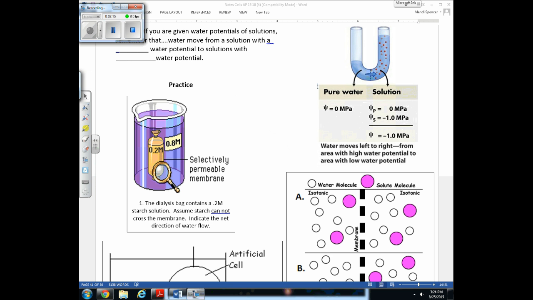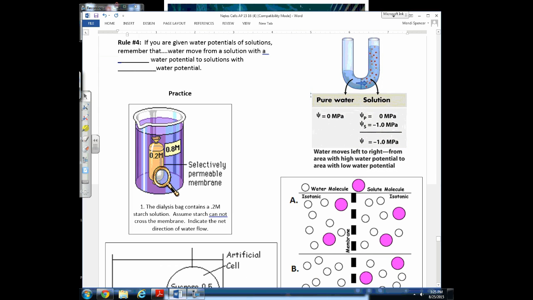Okay, moving on to the next page, you see rule number 4. And rule number 4 is new. It wasn't taught in pre-AP. And rule number 4 has to do with water potential. And we're going to have an entire lecture that's dedicated to your understanding of water potential. So there's more coming about it, but I just wanted to introduce it here. So the rule that you need to remember is that water moves from a solution with a higher water potential to a solution that has a lower water potential.